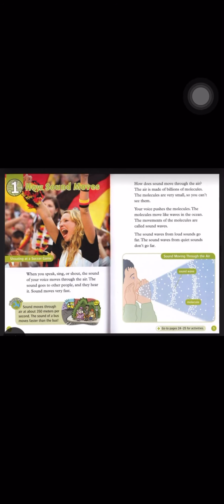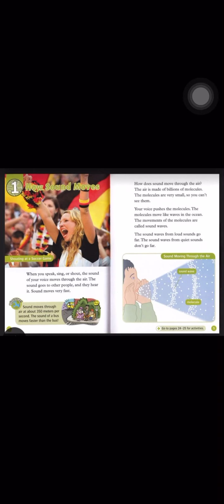Chapter 1. How sound moves. When you speak, sing, or shout, the sound of your voice moves through the air. The sound goes to other people, and they hear it. Sound moves very fast. Discover. Sound moves through air at about 350 meters per second. The sound of a bird moves faster than the bird.